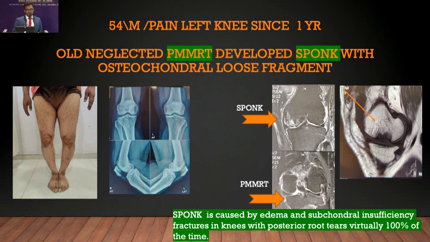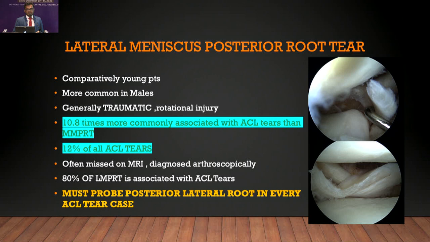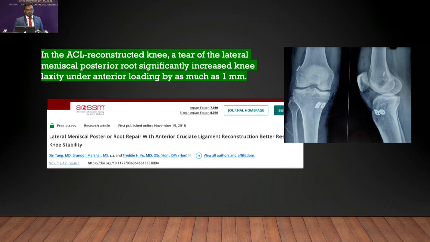Lateral meniscus posterior root tears comparatively happen in younger patients, mostly because of trauma. Mostly they are males, and they are 10.8 times more commonly associated with ACL tears than medial meniscal root tears. Remember, 12% of all ACL tears will have lateral meniscal root tears, and we should always probe the lateral root because they are missed on MRI. In the ACL reconstructed knee, a tear of the lateral meniscus posterior root significantly increased knee laxity under anterior loading, by as much as 1 millimeter. So they contribute to ACL stability as well, and they must be repaired at the time of your ACL reconstruction.